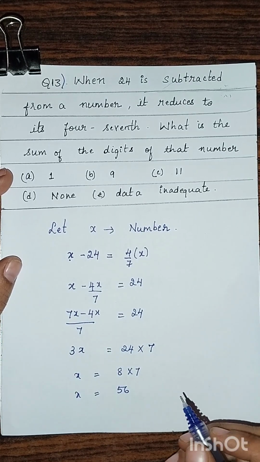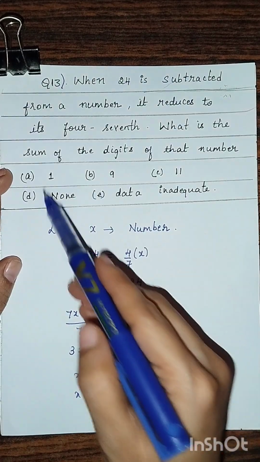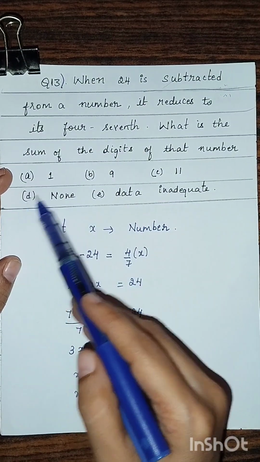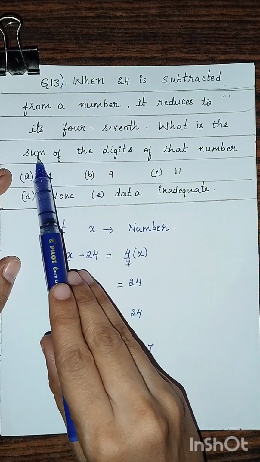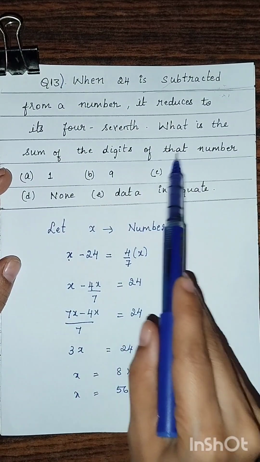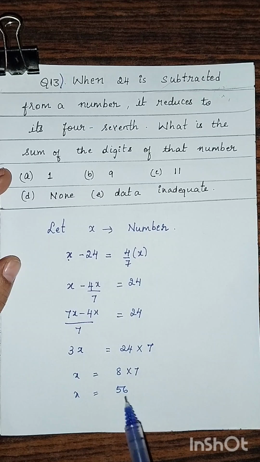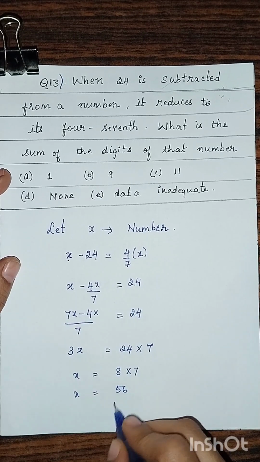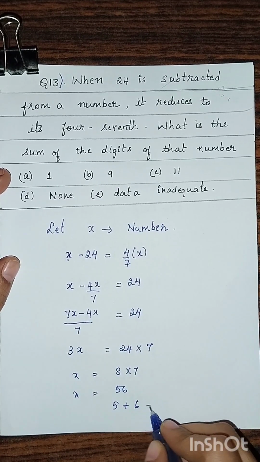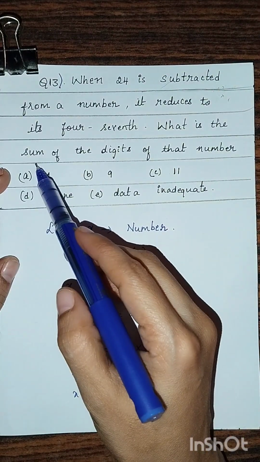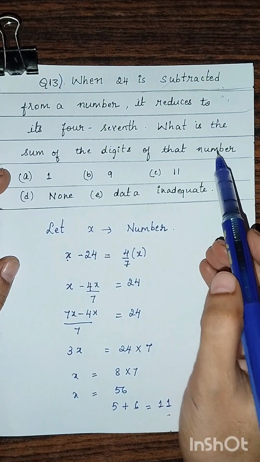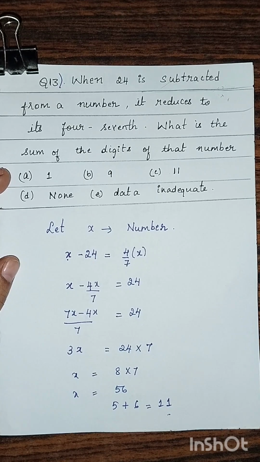This is the number, but you might think 56 is not in the option, so it can be none or data inadequate. No, but they have asked us to find the sum of the digits of that number. That means we have to add the digits of this number. That is 5 plus 6, which is equal to 11. So 11 is the sum of the digits of that number. So the correct answer is option C.